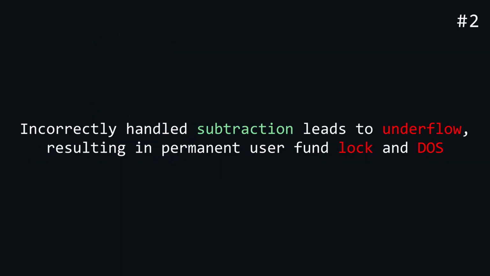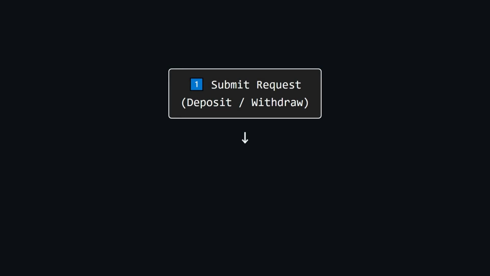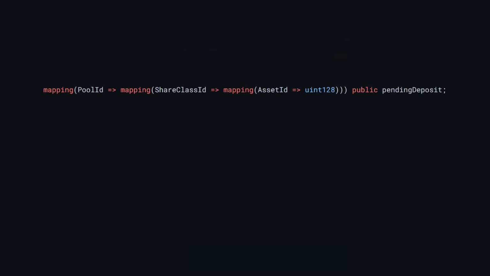This one is more complex, so I'll extract only the necessary parts. Users deposit and withdraw funds in 2 steps. First they submit a request, and only then the request is executed and user receives funds. Here we're interested in 2 mappings that are involved in this process. First one is pending deposits.